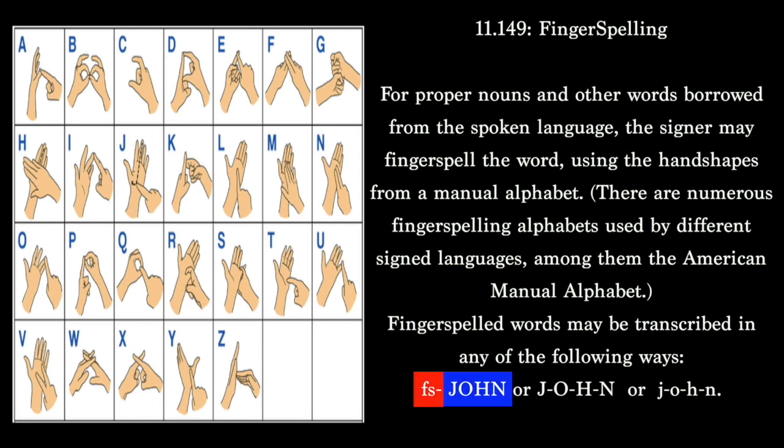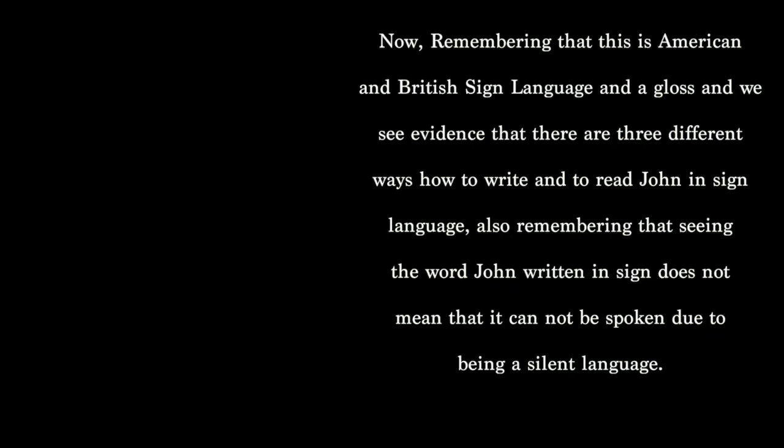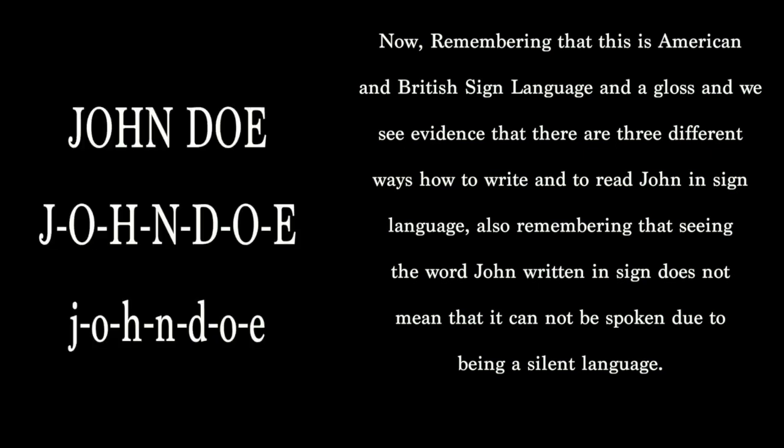So, as we see, it is written in all capital letters, or it is written in all capital letters with hyphens between each letter. And lastly, there is in all lowercase letters with hyphens in between. Now, remembering that this is American and British Sign Language and a gloss, we see evidence that there are 3 different ways to write and to read John in sign language.